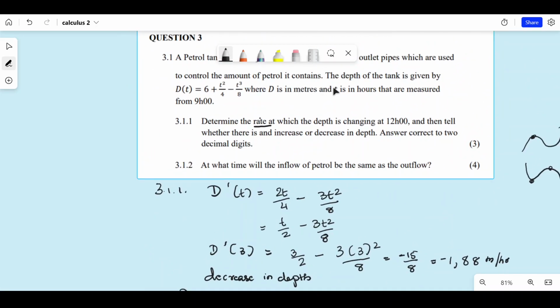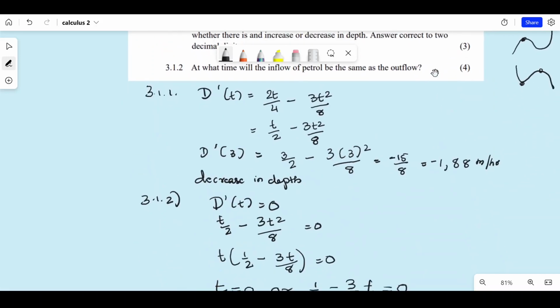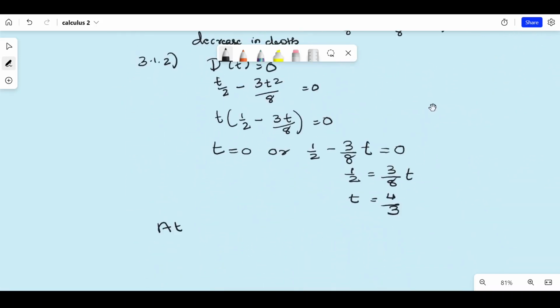Where d is in meters and t is in hours, measured from 9 o'clock. So t equal to 0 means 9 o'clock. t equal to 4 over 3 means after 4 over 3 hours. When you change it into minutes, you get 4 over 3 times 60.